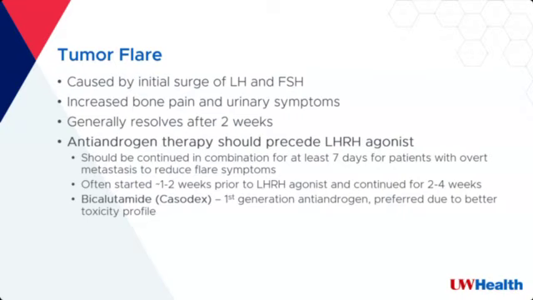This should be continued in combination for at least 7 days for patients with overt metastases to reduce those tumor flare symptoms. Oftentimes what this looks like in practice is that the first-generation anti-androgen will be started about a week or 2 prior to the LH-RH agonist and then continued for anywhere from 2 to 4 weeks after that agonist is given. The anti-androgen that we typically use is bicalutamide or Casodex. And in a moment, I'll share some of the other agents, but this is preferred because of its better toxicity profile.